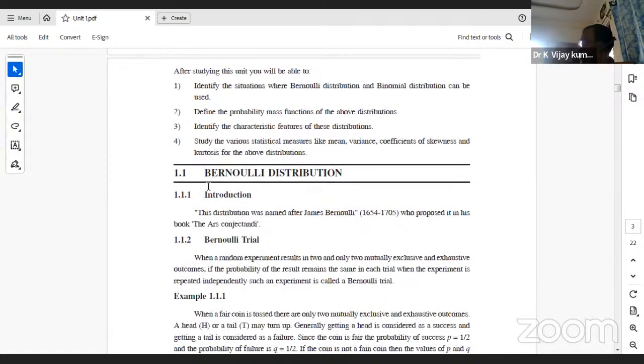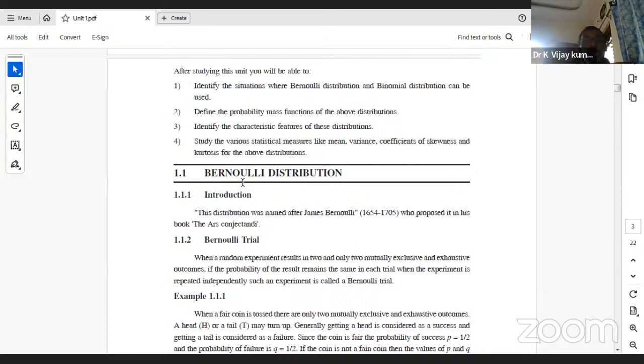So what is the Bernoulli distribution? The distribution was named after James Bernoulli. This Bernoulli distribution was proposed by James Bernoulli, 1654 to 1705, in his book the Ars Conjectandi.